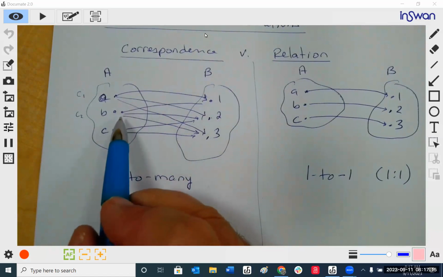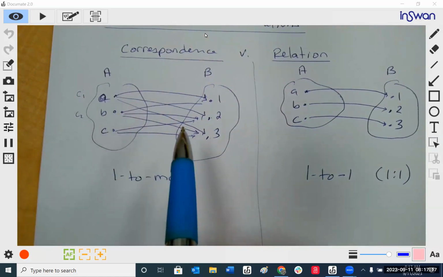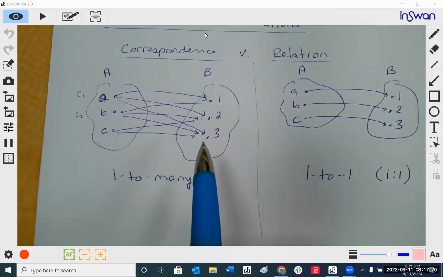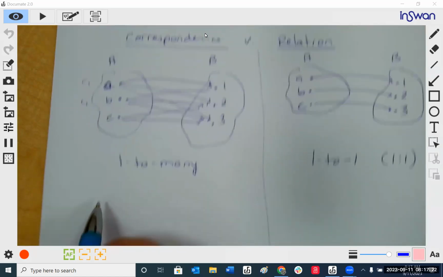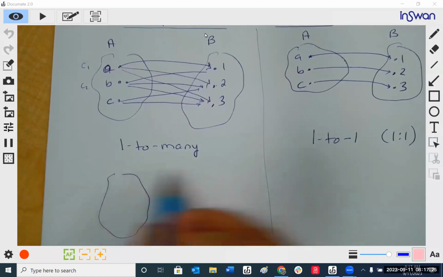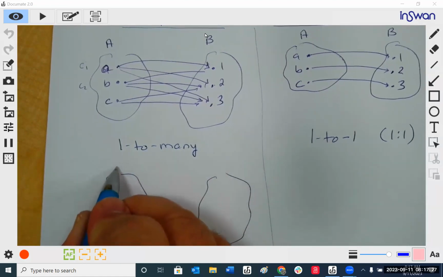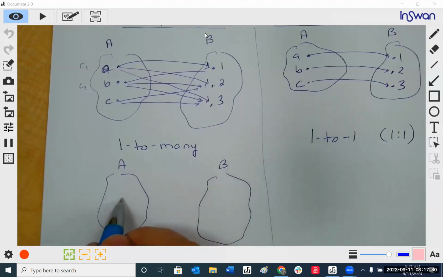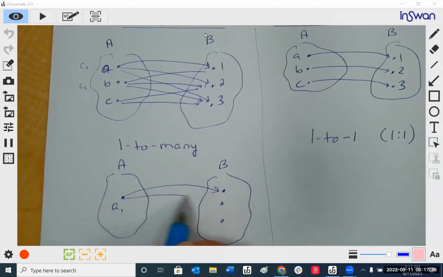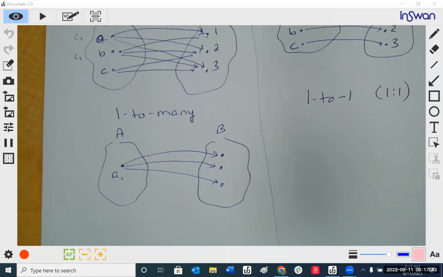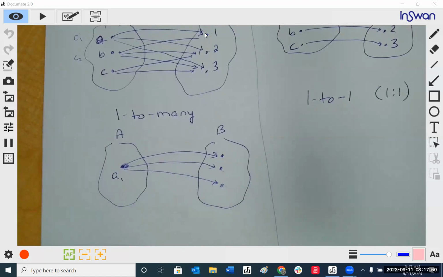So let's look at this one. Here's a teacher. There's one teacher in class A. Got 3 students. Is that a relation or a correspondence? Correspondence, because you have one entity communicating with multiple entities, 2 or more.